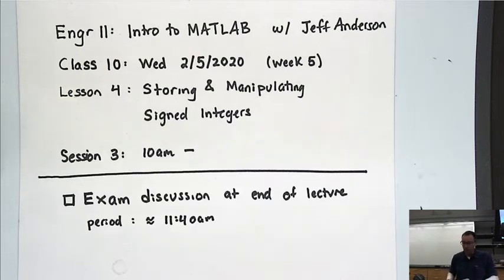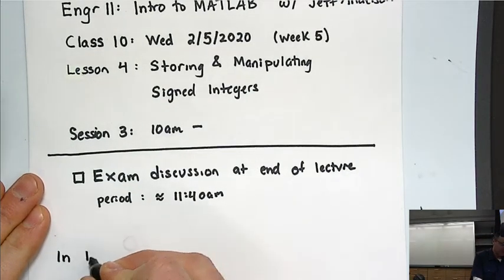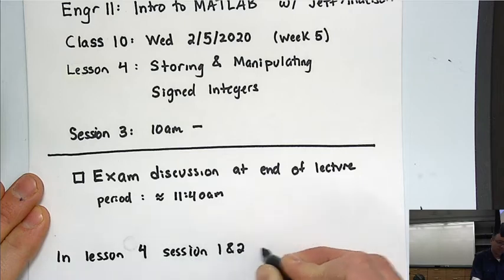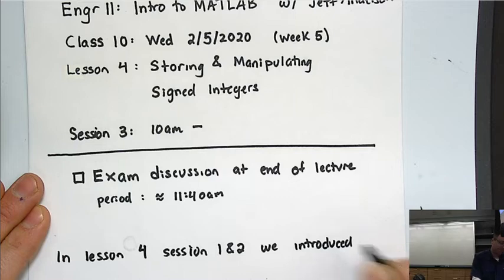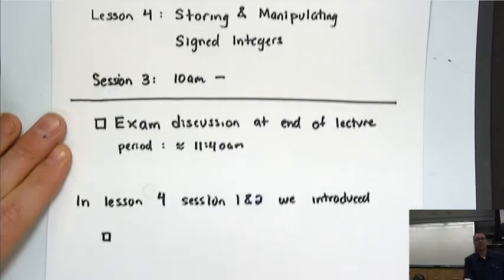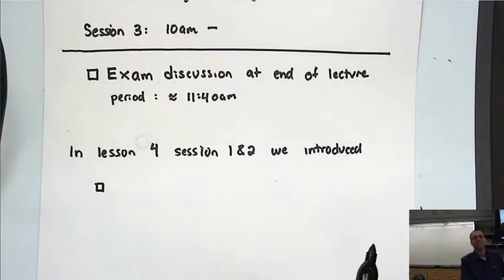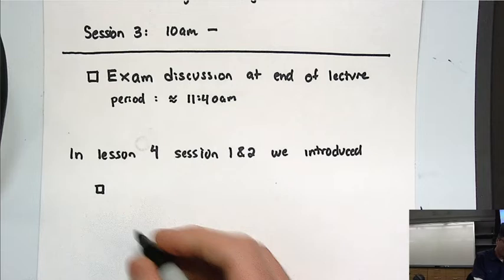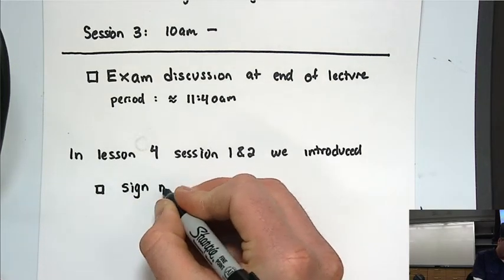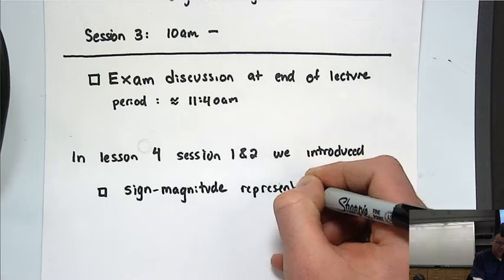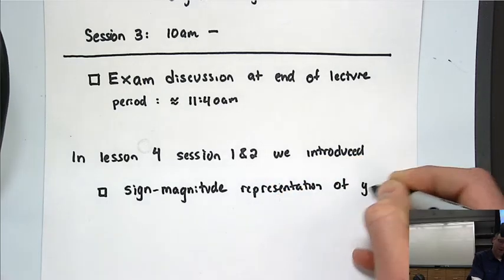Let's get started with our review from last time. So where did we end last time? We won't spend too much time on this, but in Lesson 4, Sessions 1 and 2, we introduced the idea of signed integer representations. Do you remember the two names of the signed integer representations that we worked with? Yeah, we had something called the sign magnitude representation of, let's call it y in z.